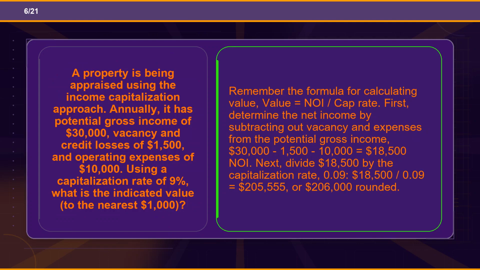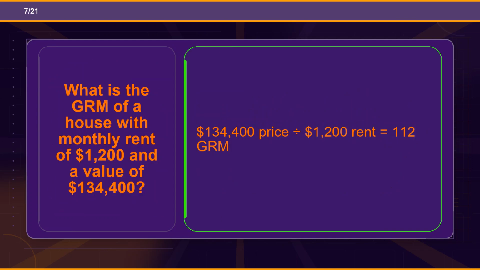Next, divide $18,500 by the capitalization rate, 0.09. $18,500 divided by 0.09 equals $205,555, or $206,000 rounded. Flashcard 7. Term: what is the GRM of a house with monthly rent of $1,200 and a value of $134,400? Definition: $134,400 price divided by $1,200 rent equals 112 GRM.